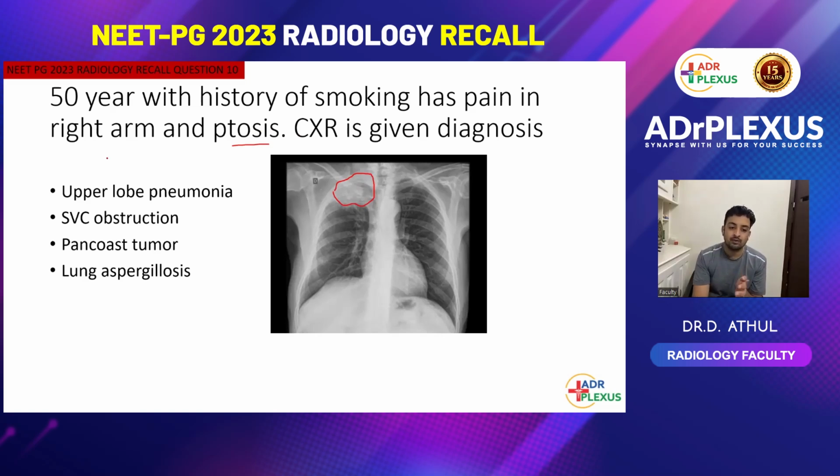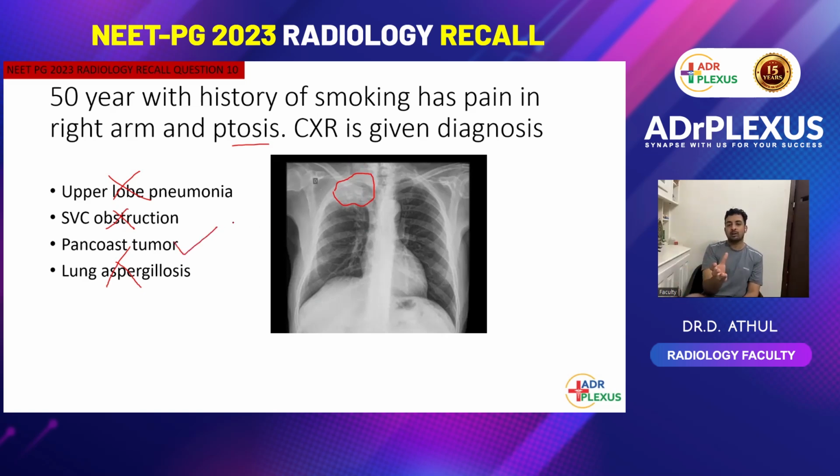So you should be thinking which of these conditions can cause Horner syndrome. Upper lobe pneumonia will not cause Horner syndrome. SVC obstruction will not cause Horner syndrome. In lung aspergillosis, we will be seeing some air crescent sign, Monod sign like that. There is no Monod sign. The only thing we are seeing is some opacity in the region of the apex of the lung. So this is a case of Pancoast tumor.